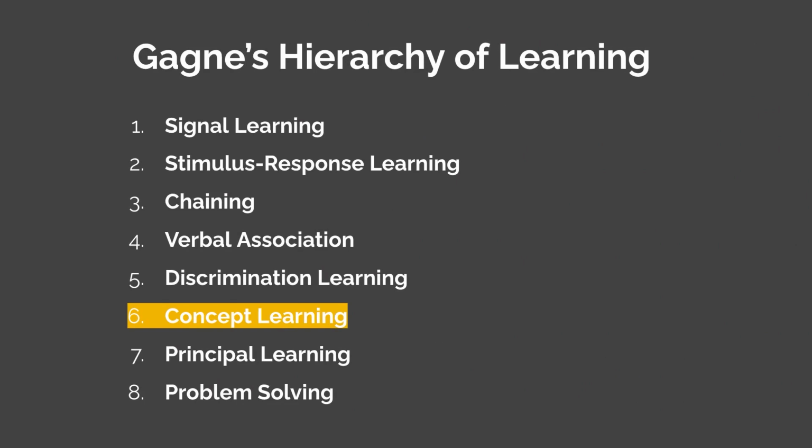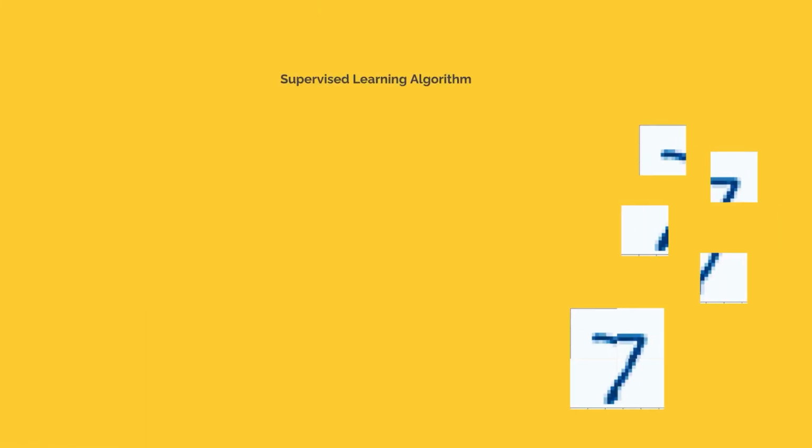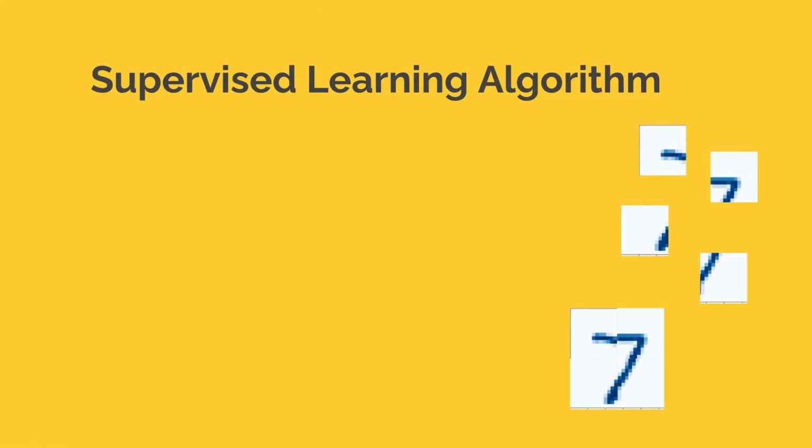Now, concept learning is from psychology in Gagne's hierarchy of learning, starting at signal learning, then stimulus response learning, chaining, verbal association, discrimination learning, concept learning, principle learning, and problem solving. This is how humans begin learning, from signal learning all the way up to problem solving. And machine learning has the equivalent to concept learning of supervised learning. Now, of course, you are taking the human brain of psychology and applying it to computers, so there will be differences, but it's a good analogy.